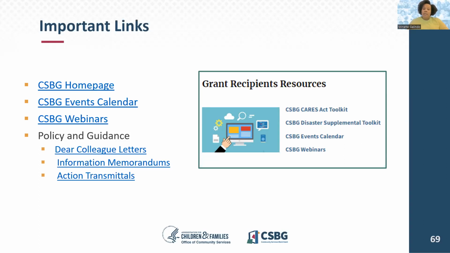Another key piece is our policy and guidance corner, which includes our Dear Colleague letters, our information memorandums, also known as our IMs, as well as our action transmittals, our ATs. If you reference all of the policy and guidance for the fiscal year 2023 annual report submission, they typically will link back to the PDF of the annual report, which has citations for several of the policy and guidance listed over the last few years for OCS for the CSBG annual report. Next slide.